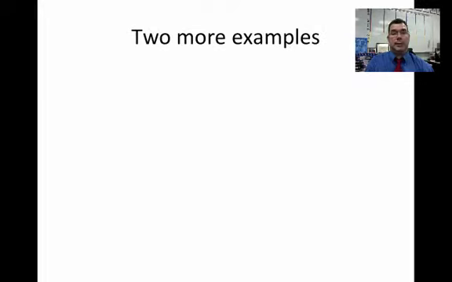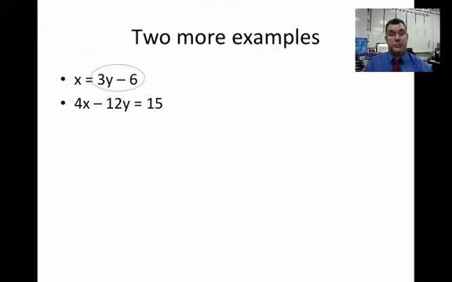All right, let's look at a couple more examples because that one worked out where there was one unique solution, and we know that that doesn't always happen. So I'm going to start out with an equation that says x equals 3y minus 6, and the second equation is 4x minus 12y equals 15. Well, just like before, I've got x equals something, so that means I'm going to use substitution. So what is x equal to?